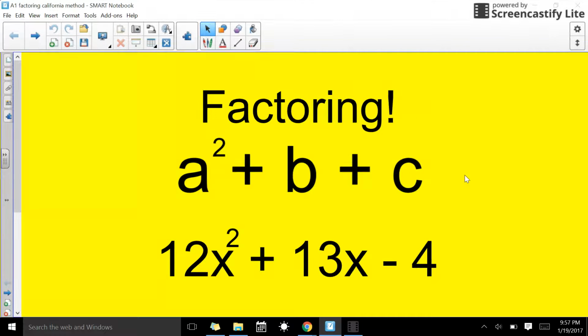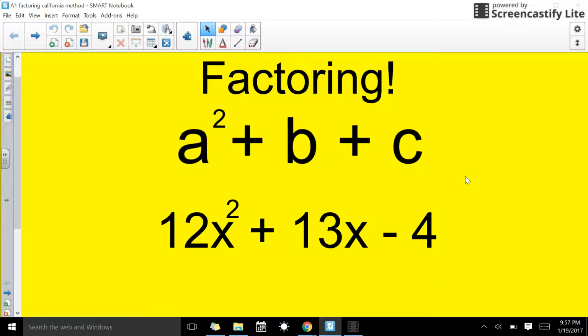All right, so let's practice factoring. Let's review stuff that we did yesterday. Remember, when we're factoring, it's going to be in the form of ax squared plus bx plus c. When we're looking at this right here, I know that 12, just 12, is my a, 13 is my b, and c is -4. Don't forget to look at the sign that's in front of the number.